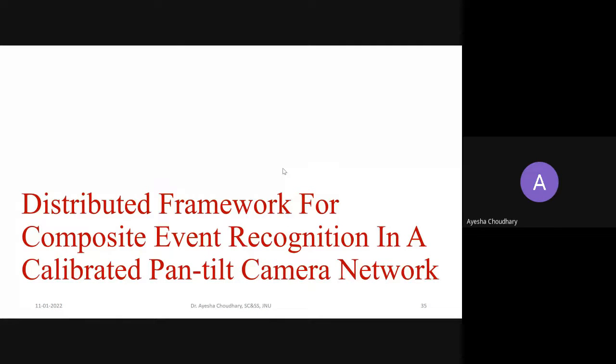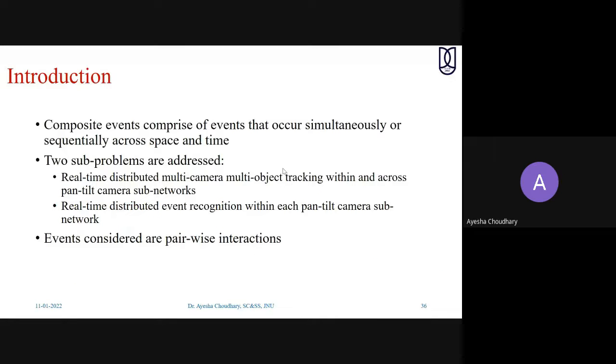So we use this calibrated Pantel camera network for a distributed framework for composite event recognition. When I say composite event recognition, I mean events that occur simultaneously or sequentially across space and time. So it could be that within one camera network, I'm simultaneously watching what the event is, and across the camera network, across time, I'm able to say that, okay, within this subnetwork, I saw this person, now this person has moved out of that subnetwork and gone into another subnetwork.